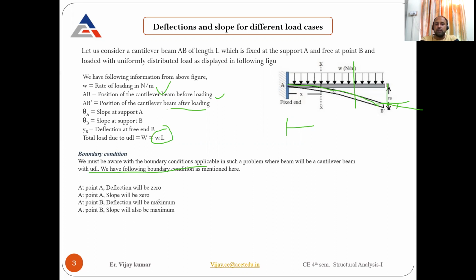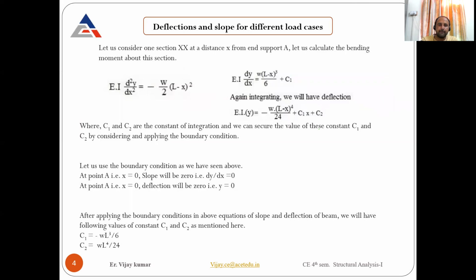At B, the deflection will be maximum, as you can see. And the slope at B is also maximum at this point, because if you draw the tangent exactly here, as you move towards the fixed end, the slope value and deflection value will be reduced. So you should know these values before starting to solve this problem. Let's go to the next slide.